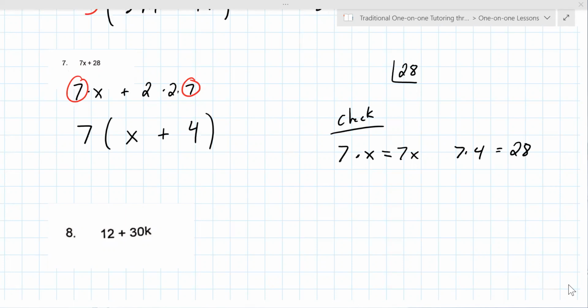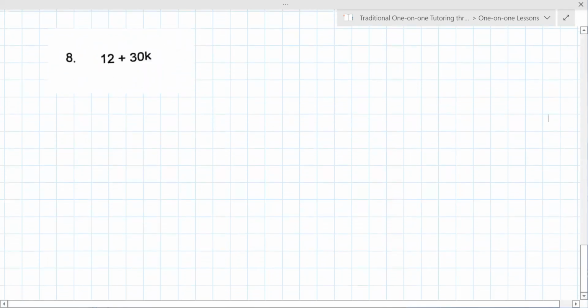What's your greatest common factor here? Did you say 6? Yes. Good. And what goes inside parentheses? That's what I'm trying to figure out. Okay.